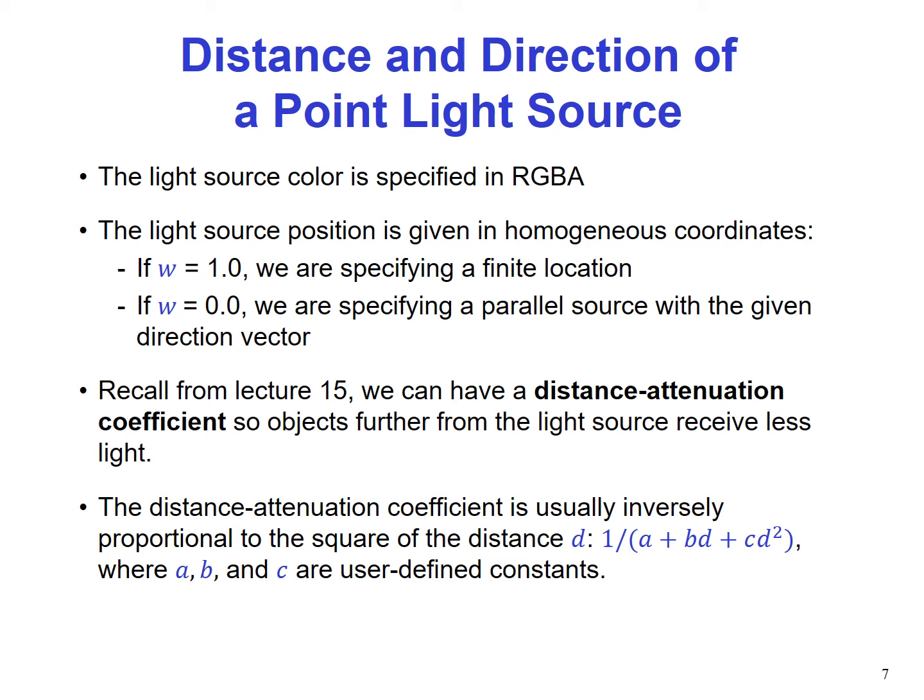The light source position is given in homogeneous coordinates, and if w is equal to 1, this means that this is a finite location of the light source, because w equal to 1 is used for points. If w is equal to 0, we are specifying a parallel source with a given direction vector, and it does not have a finite location. Recall from lecture 15, we can have a distance attenuation coefficient, which means that as we move further away from the light, the intensity of the light should decrease. The distance attenuation coefficient is usually inversely proportional to the square of the distance d, where we use this quadratic term 1 divided by a plus bd plus cd squared, and a, b, c are user-defined constants. This ensures that the drop in the light intensity is not dramatic if we set appropriate values for these a, b, c coefficients.